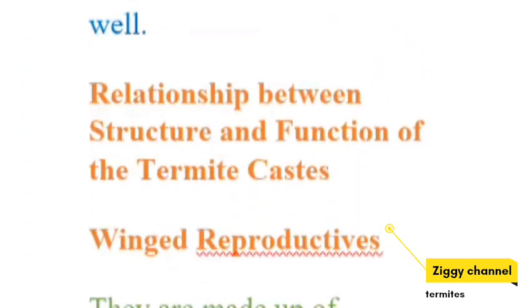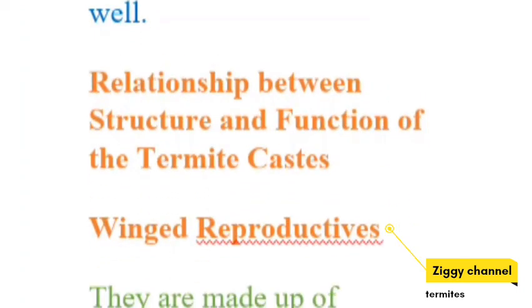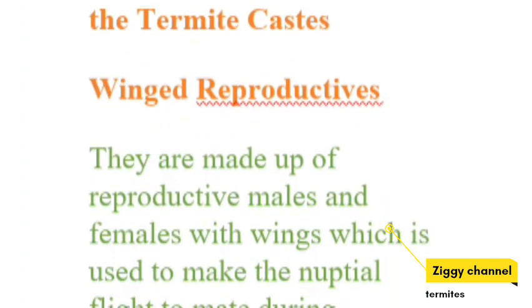Relationship between structure and function of the termite castes. Winged reproductives: they are made up of reproductive males and females with wings, which are used to make the nuptial flight to mate during swarming, after which the king and queen arise.